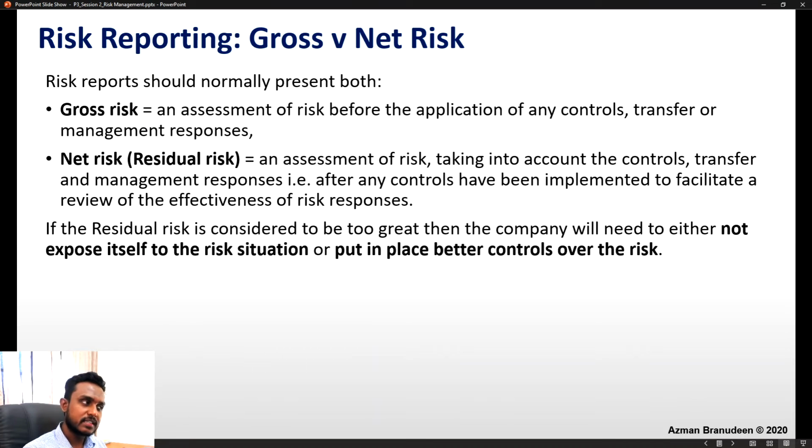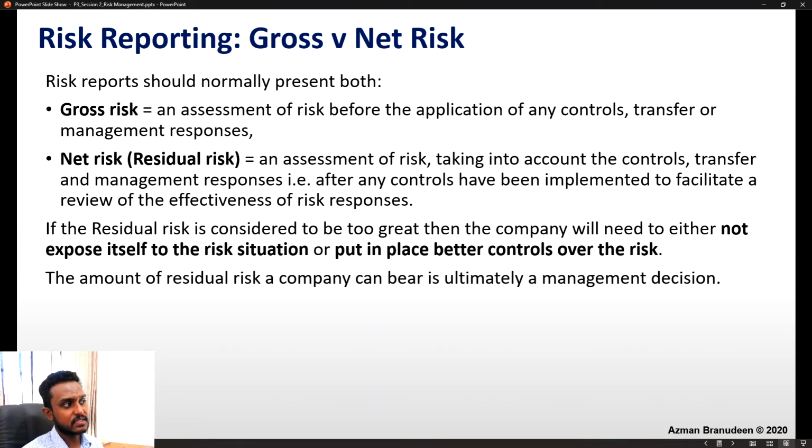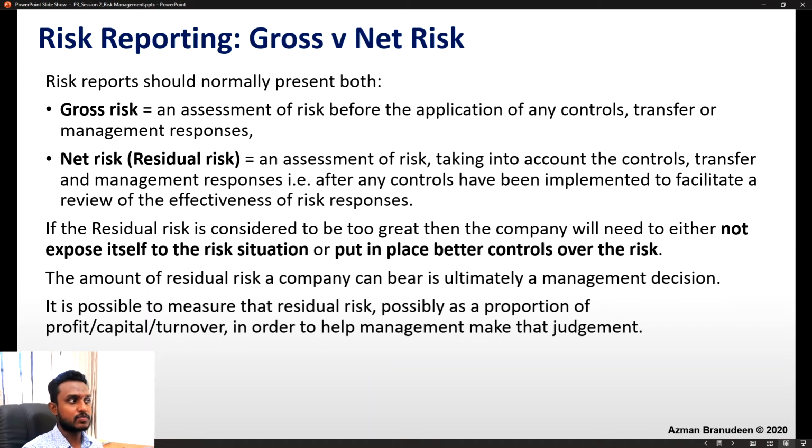If the residual risk is considered to be too great, then the company will need to either not expose itself to risk situations or put in place better controls over the risk. And the amount of residual risk a company can bear is ultimately a management decision. It is possible to measure that residual risk possibly as a proportion of profit, capital or turnover in order to help management make that judgment.